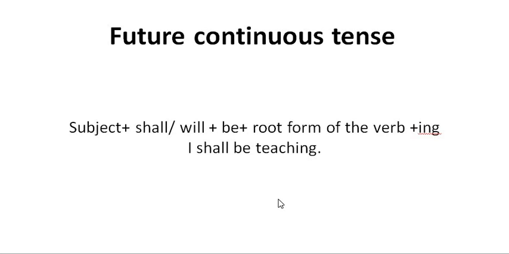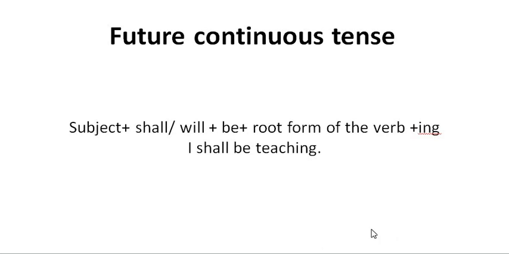Then the second one will be future continuous tense. Now future continuous tense is like this. The structure is this: I shall be teaching. Here the subject is I. Shall or will, I told you that with I for future we better use shall. Then be is already there, and the root form of the verb, teach, and then ing is added. So I shall be teaching is the structure of this future continuous tense.